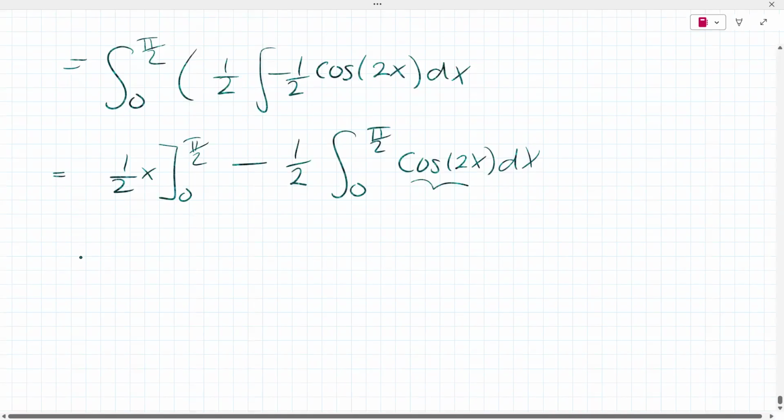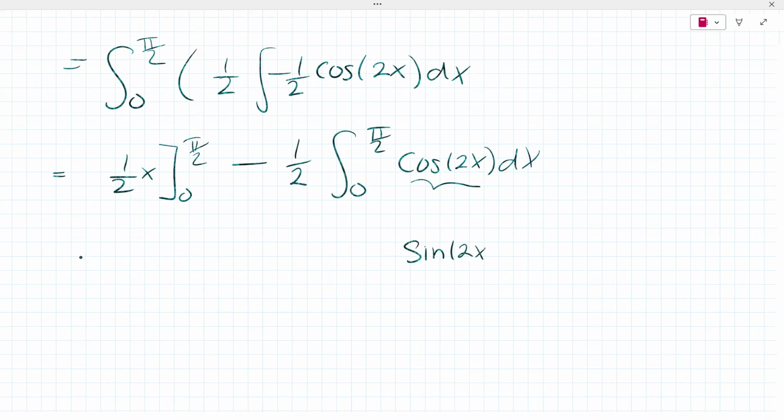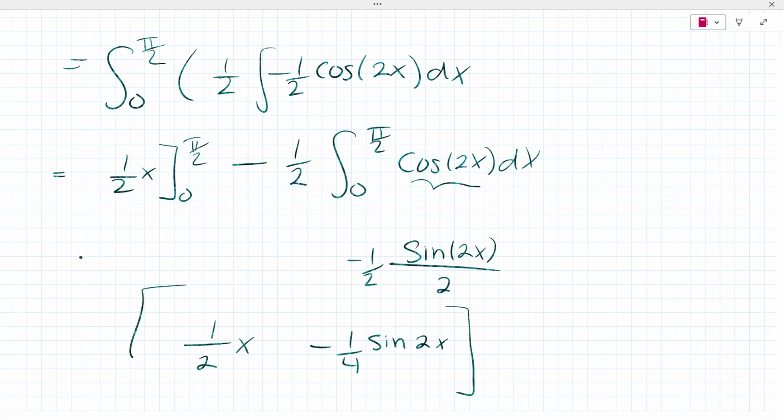Okay, and then what's the integration of cosine of 2x? It is sine of 2x divided by the derivative of 2x, which is 2. And then don't forget you still have the negative 1/2 you factored out. So that's going to be negative 1/4 sine of 2x. And you could put this into one single expression and do the boundaries all at once. And then we could go from 0 to pi over 2.